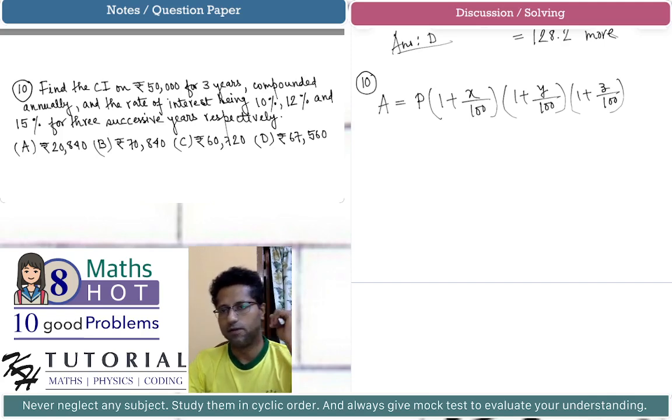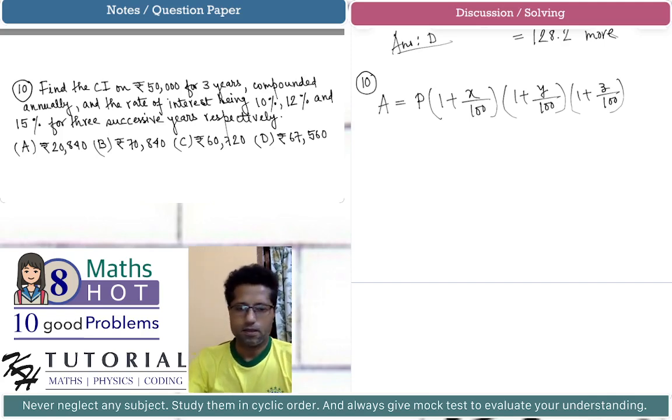Now it does not matter whether the x% is for the first year or second year or third year. It could be for any of the first, second or third year. So this formula will work when the rates are x, y and z in 3 successive years, and then this is the amount for the 3 years, on the principal P.